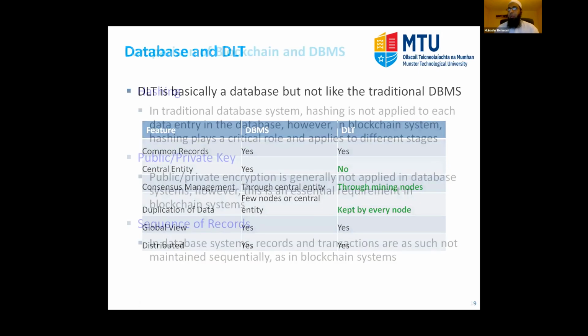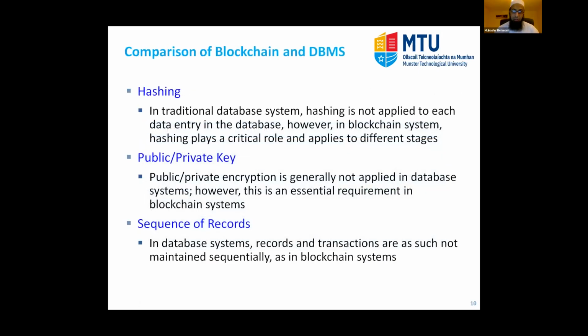There are some other features as well. For example, hashing. In a traditional database system, hashing is not applied to each data entry. Let's say you have a database system and you are inserting records and adding records. You will not perform hashing on each and every record entry. However, in a blockchain system, when you add any transaction, hashing is the key operation to secure the blockchain system. Secondly, there's a concept of public-private key encryption, and encryption is generally not applied in a database system. However, it is an essential requirement in a blockchain system.